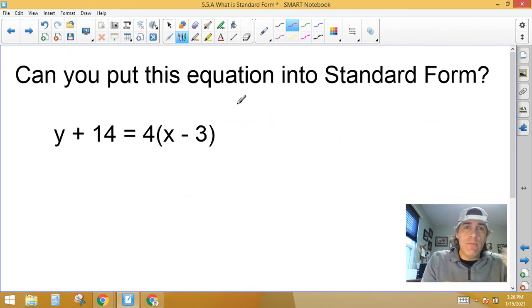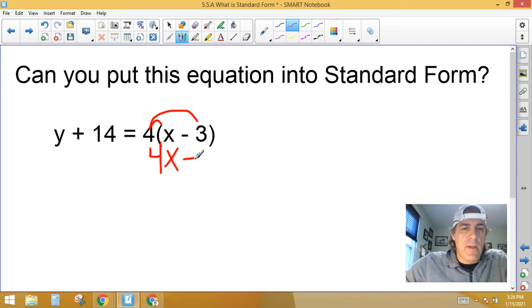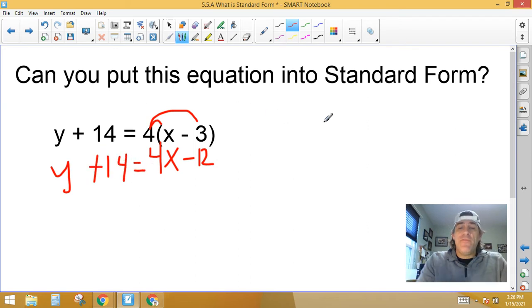This one's a little bit more involved because it's in point-slope. We have to do a couple things. The first thing we want to do is distribute, to give me 4x minus 12. Drop everything else down. Now I have to move a couple things. Remember, all my variables, my x and my y, on the left and all my constants on the right. So I'm going to do two steps.